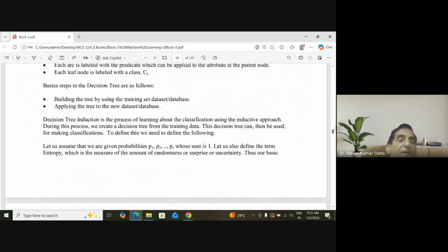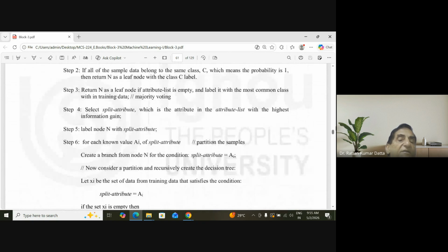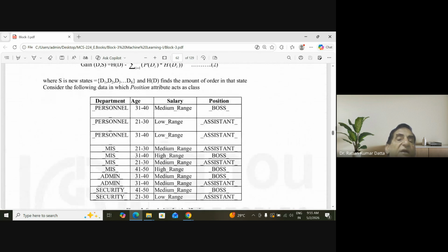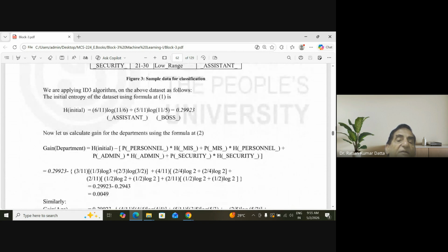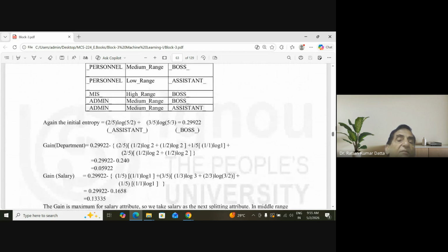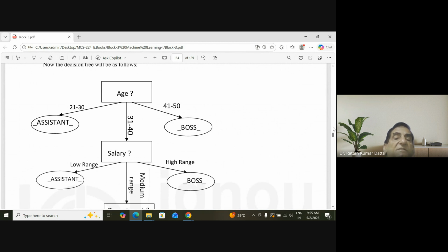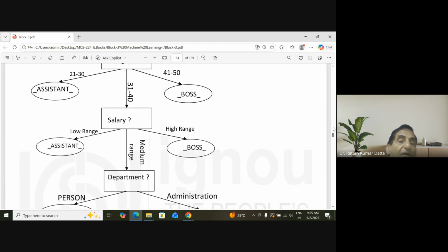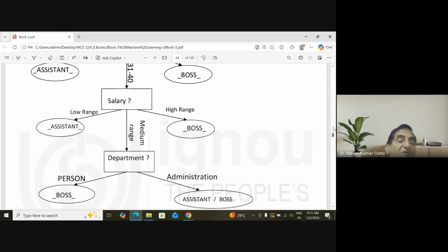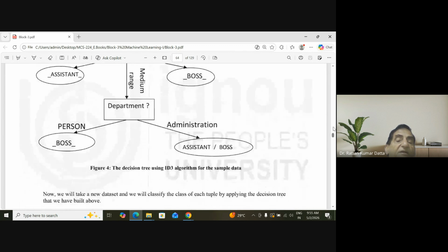Decision trees, you can have the decision tree; this is age, personal, and all that. You can say assistant, boss, and all that, medium age and all this. Here there is age, assistant, boss, salary 30 to 40. If the salary is in low range, high range, then if it is high range, it is boss. And department, person, administration, assistant, boss, and so on.